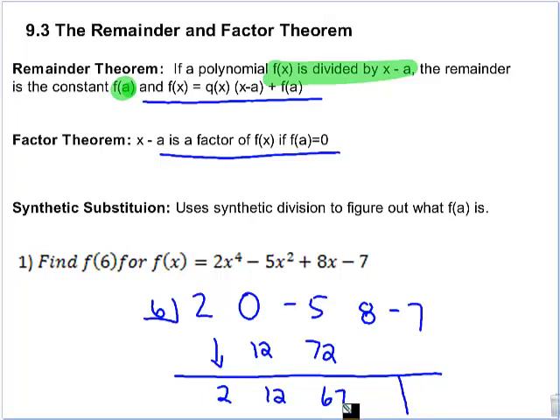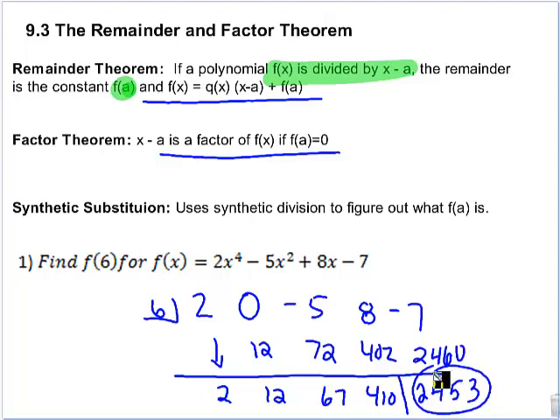67 times 6 is 402. 402 plus 8 is 410. 410 times 6 is 2,460, and then negative 7 plus 2,460 is 2,453. So that's our remainder. That tells us that f of 6 is equal to 2,453.